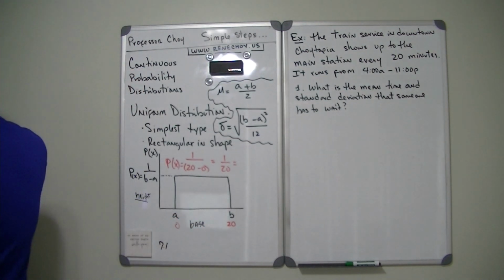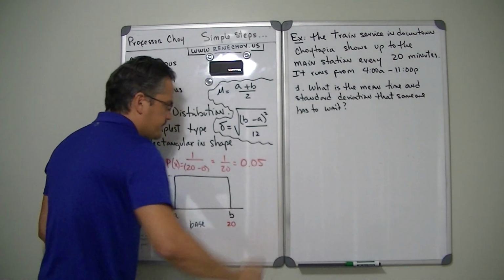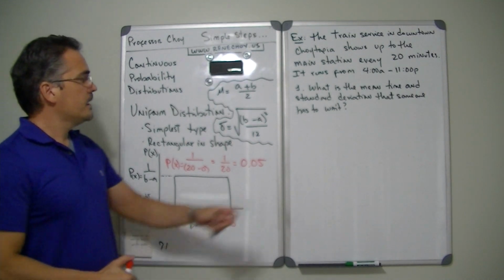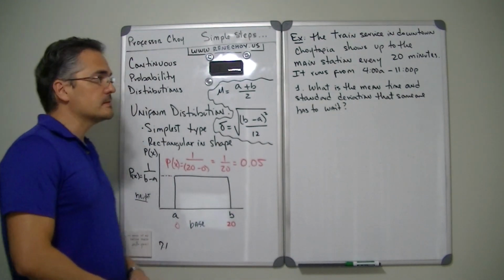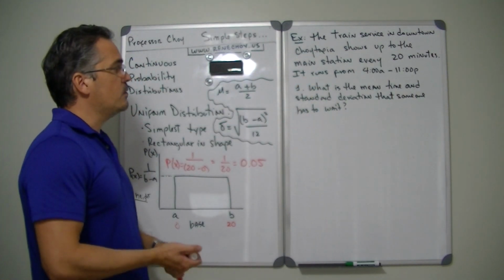Okay, so it's good. So it's 0.05. Alright, that's our probability of each individual minute. Now, let's try to tackle the questions that they're asking us. What is the mean time and standard deviation that someone has to wait?